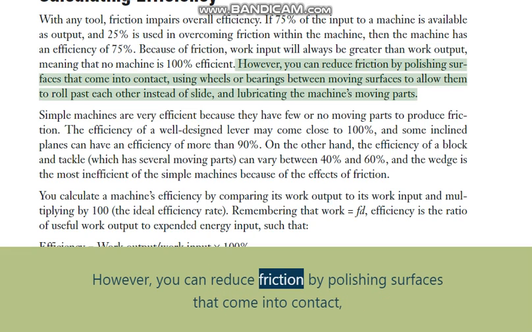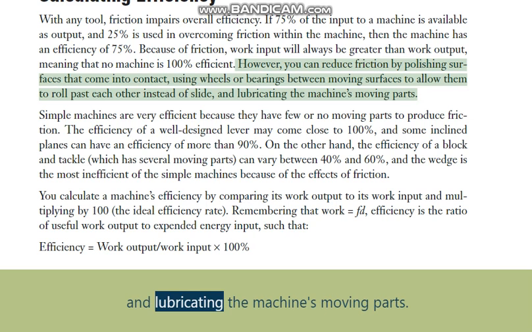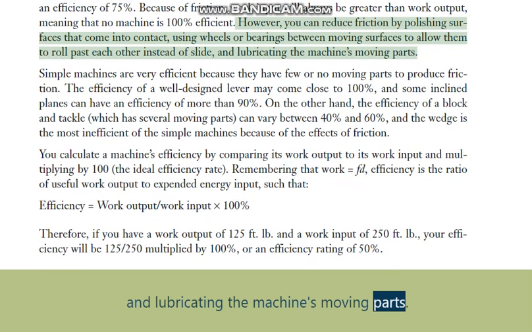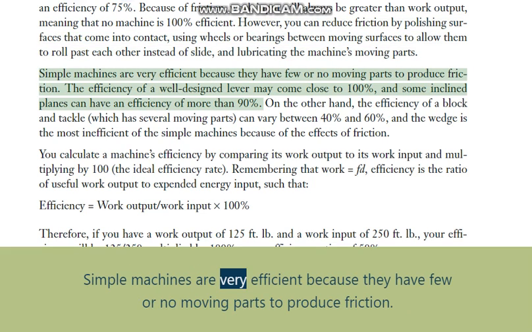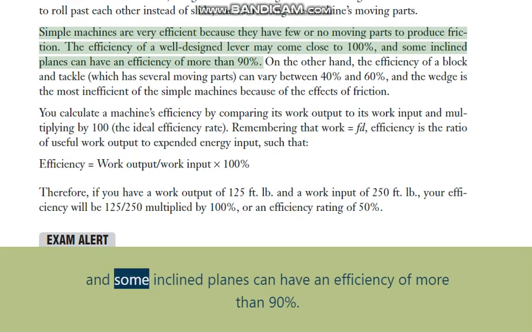However, you can reduce friction by polishing surfaces that come into contact, using wheels or bearings between moving surfaces to allow them to roll past each other instead of slide, and lubricating the machine's moving parts. Simple machines are very efficient because they have few or no moving parts to produce friction. The efficiency of a well-designed lever may come close to 100%, and some inclined planes can have an efficiency of more than 90%.